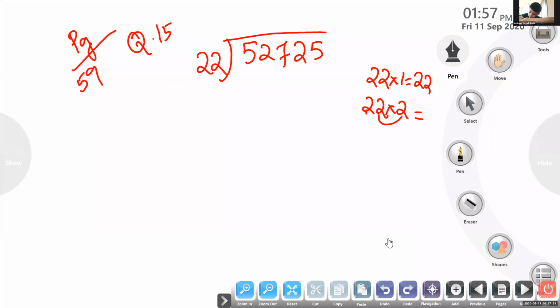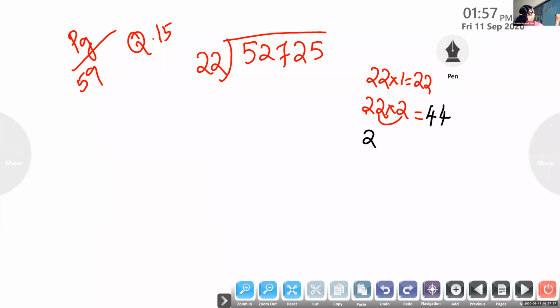What's the answer? 22 into 2. 2 into 44. 22 times 2 is 44. Now, 22 times 3. 3 into 2, like that we can do. 66. 22 into 4 is 88. Till here there is no carryover, so you can do it easily.